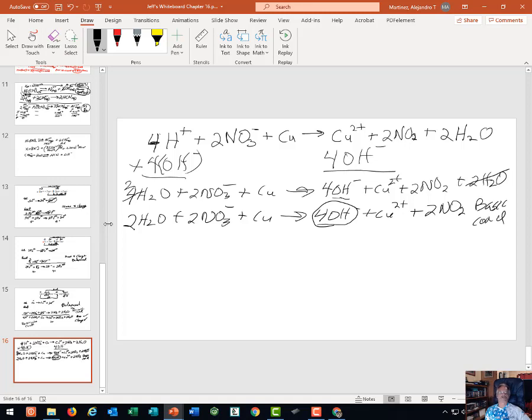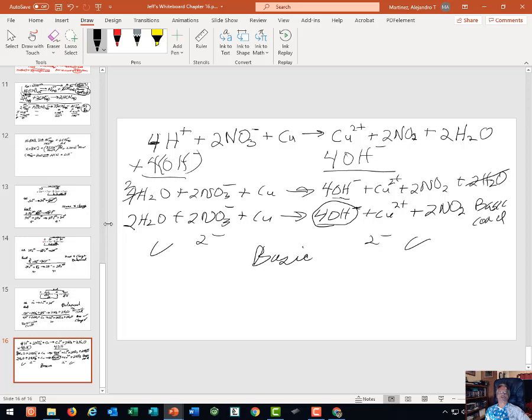Let's just check charge to make sure that charge is balanced. I have 2 -1 charges over here. I have 4 -1 charges on the hydroxide ion, but I got a 2+ on the copper 2+, and so I have a 2- charge here and a 2- charge here. So I am balanced under basic conditions.